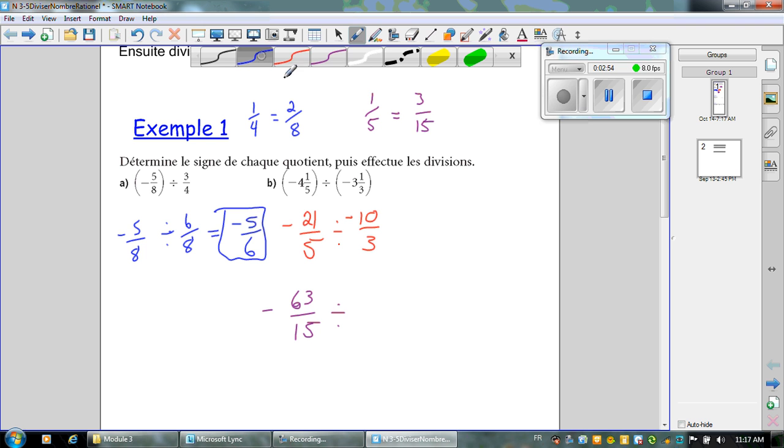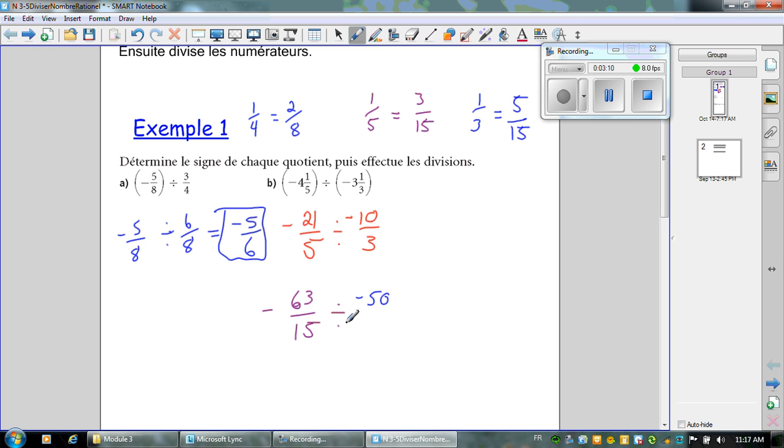Now I'm going to apply the same logic here. 1/3 is how many 15ths? What's a third of 15? It's 5. So I have 10, and each one is 5, so that's 50 fifteenths. Again, once I have the common denominator, I just divide the numerators together. I know it's going to be positive because I have a negative divided by a negative, so it's 63 over 50. And that's my answer.